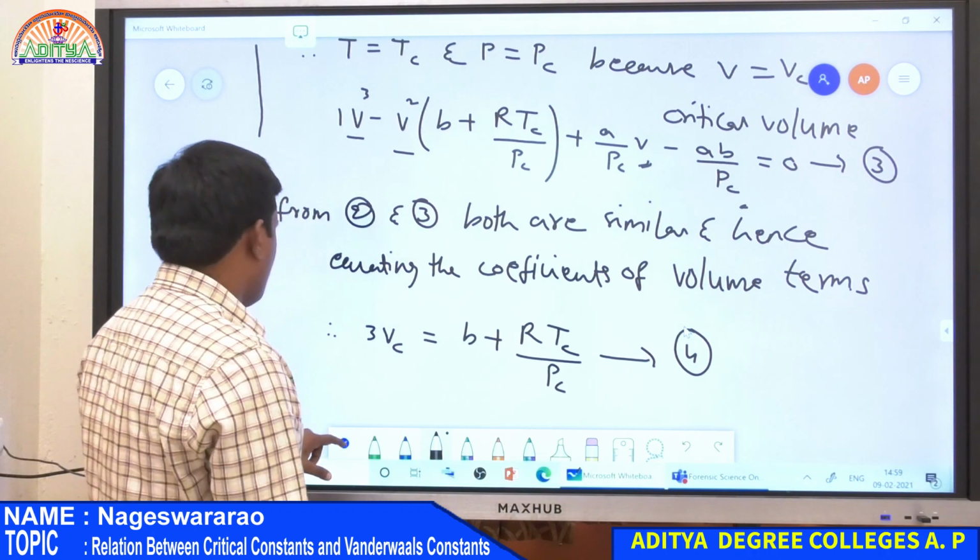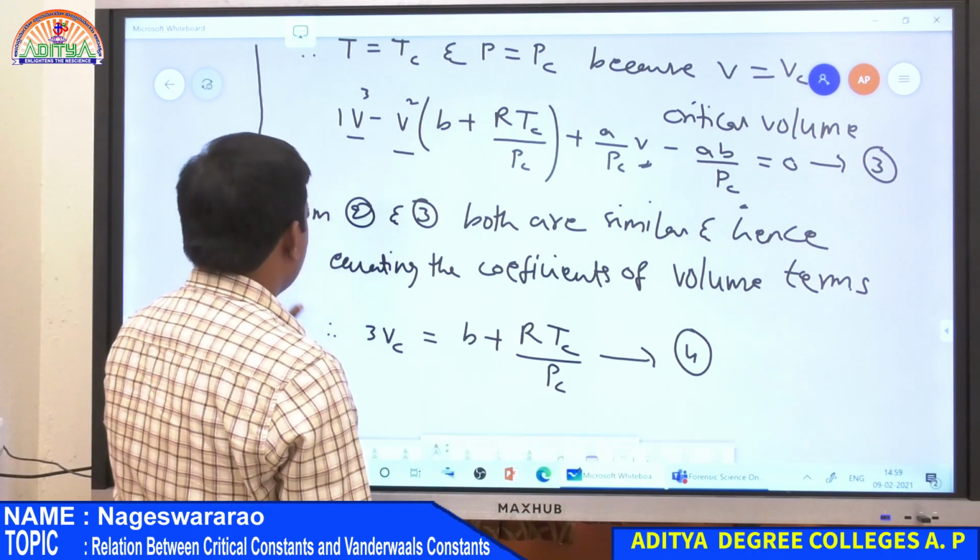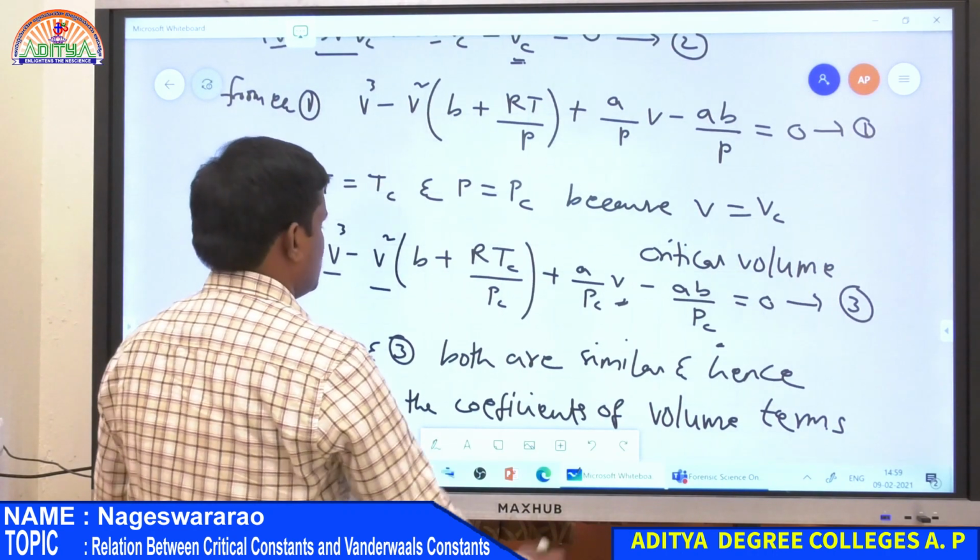Now, similarly, the V terms. So, what is the V term in equation 1? Here A by P.